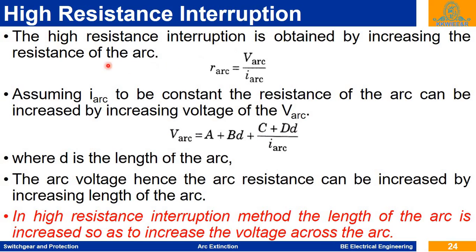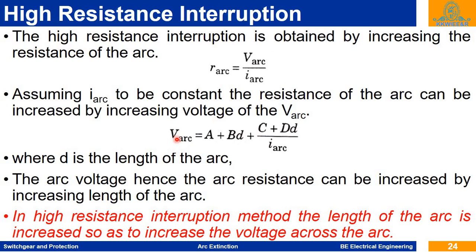High resistance interruption. The high resistance interruption is obtained by increasing the resistance of the arc. The resistance of the arc is equal to the voltage across the arc divided by the current flowing through the arc, so R is equal to V upon I. Assuming the arc current I is constant, the resistance of the arc can be increased by increasing the voltage of the arc.